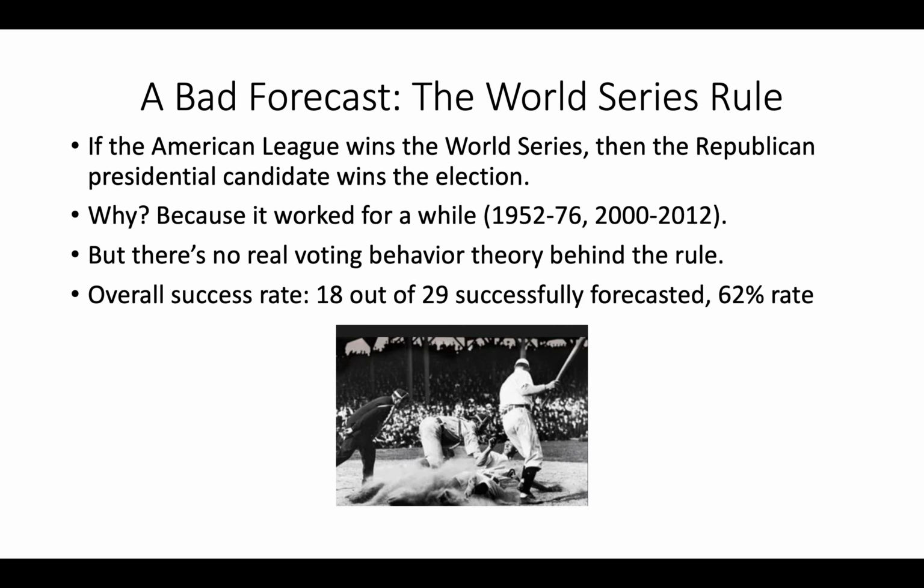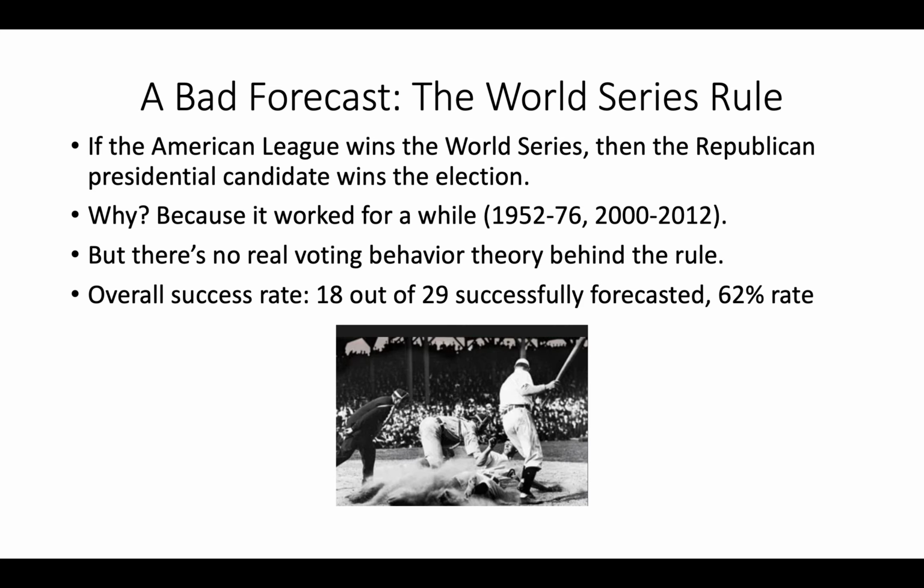The forecast was simple. If the American League team won the World Series in October, then the Republican candidate would win the presidential election a month later. Why? Well, there's no really good reason other than this worked. Although, if you were to stretch the bounds of credulity, it could go like this.